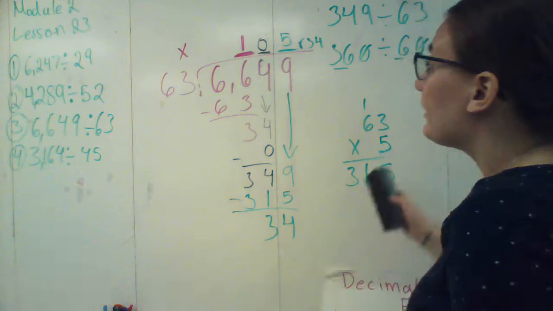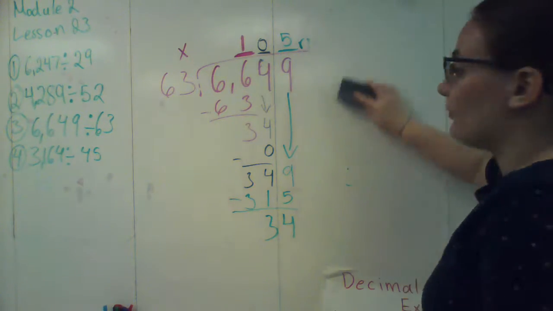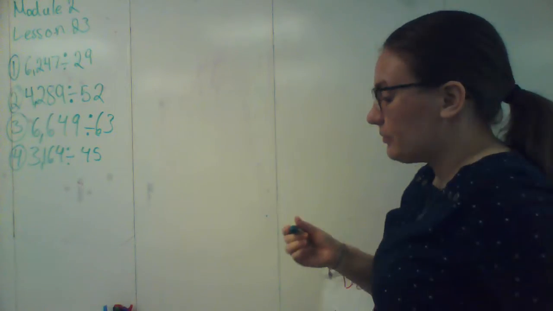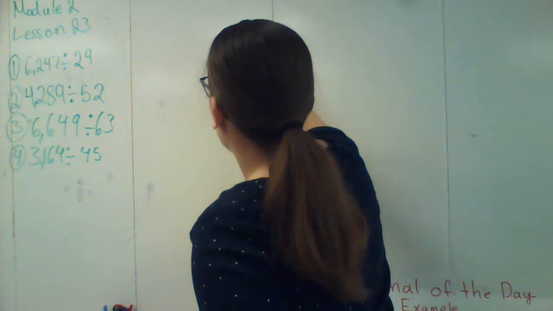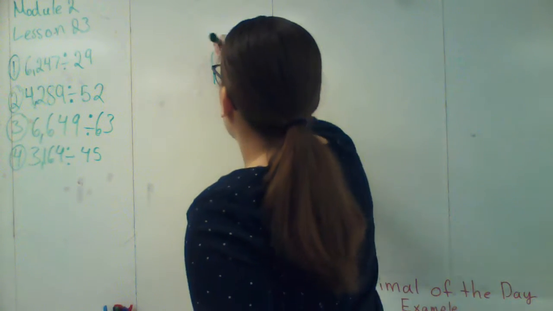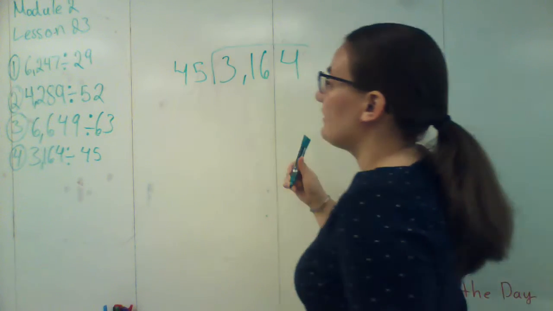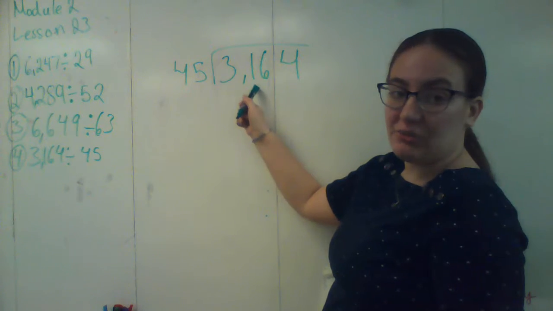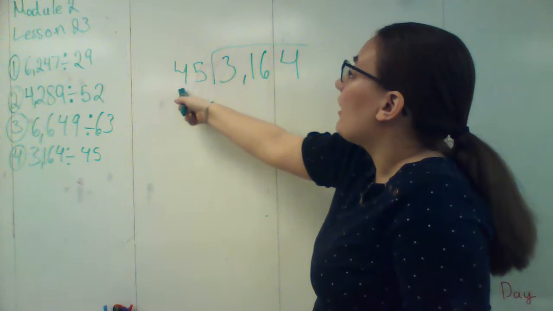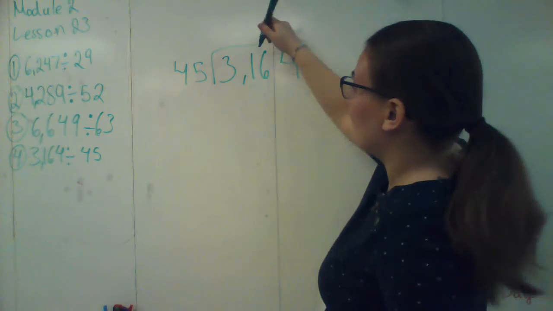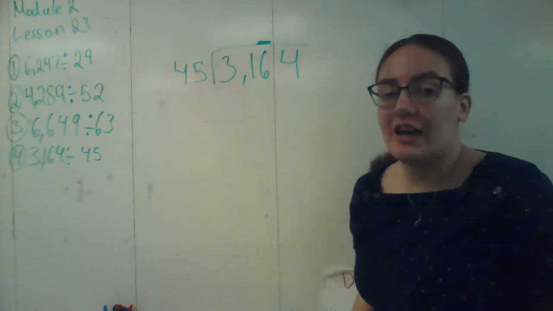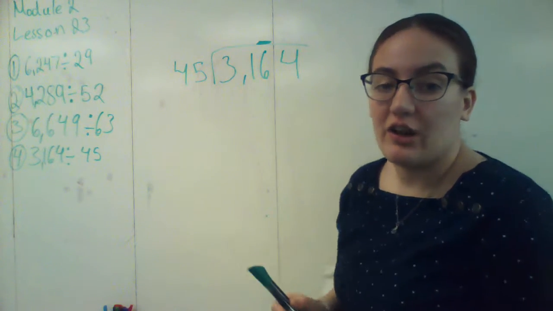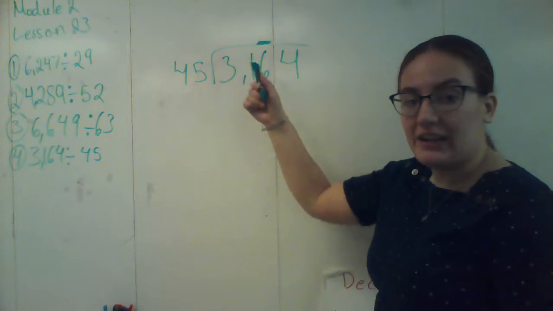All right, go ahead and erase this, and we're going to move on to our very last problem for today. And then you'll get started on your problem set. So our very last problem is 3,164 divided by 45. Again, if you take a look at this problem, 45 can't fit into 3, 45 can't fit into 31, so it's not going to be a 3-step problem. 45 can fit into 316 though, so that is where you're going to start. Go ahead and pause this video, figure out how many times 45 can go into 316, and then continue solving this problem.